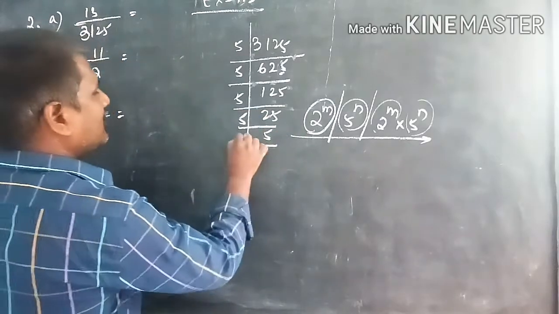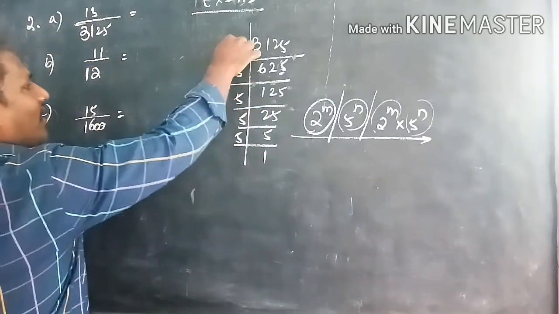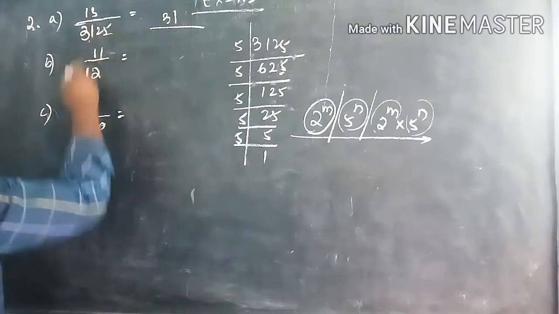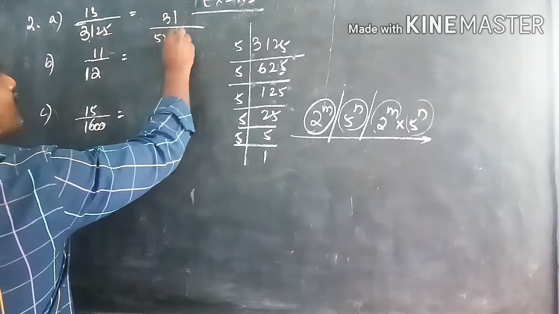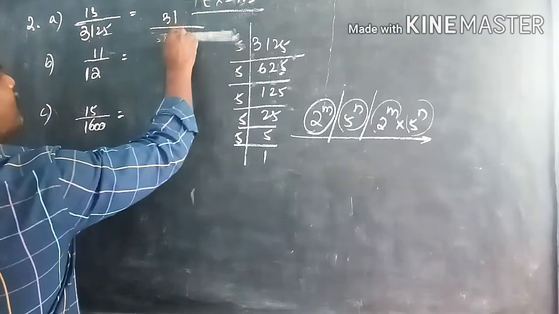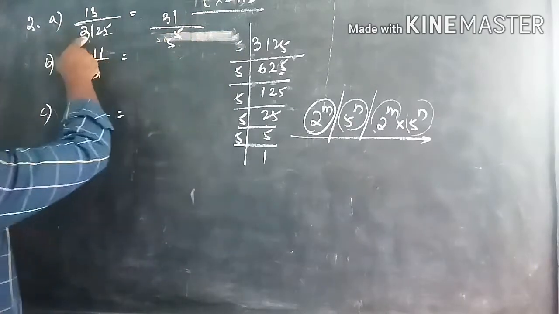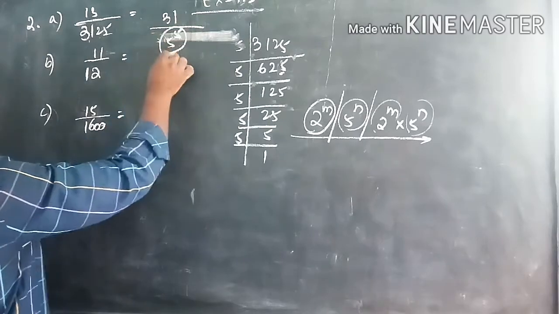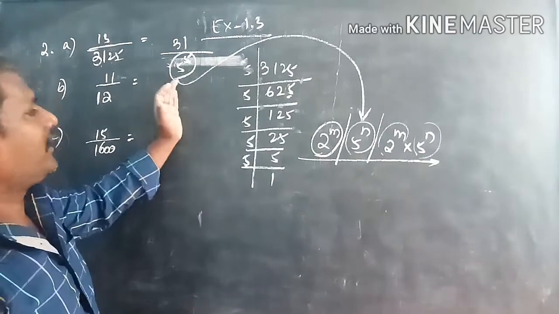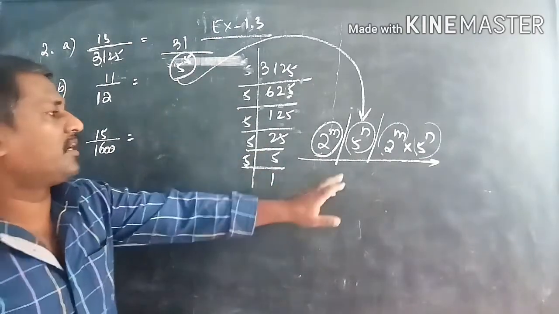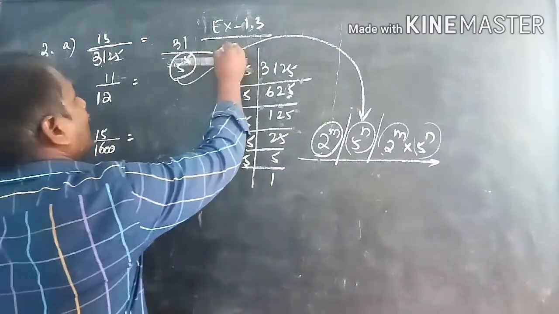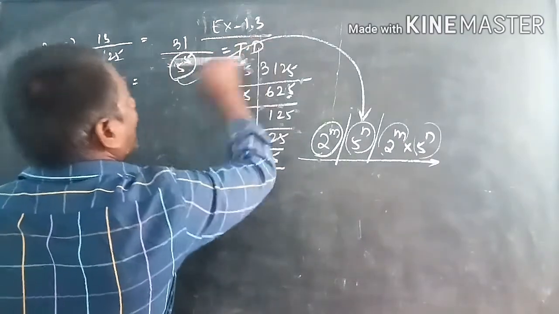So now the last one is 5 1s are 5. So there are 1 2 3 4 5 5s. So 3125 can be written as 5 into 5 into 5 into 5 into 5. That means we can write this as 5 to the power 5. So the denominator of this rational number is of this form. I told you that when the denominator of any rational number is of any one of these forms, it is a terminating decimal. So therefore this is a terminating decimal form.